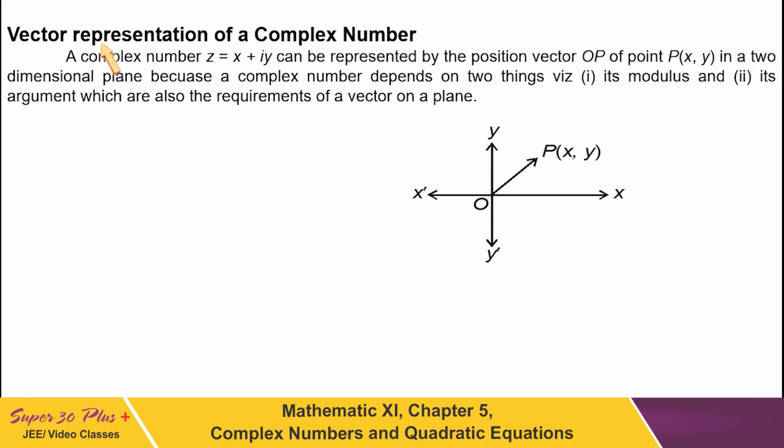Students, here is the vector representation of a complex number. A complex number z is equal to x plus iota y can be represented by the position vector OP of the point P(x, y) in a two-dimensional plane. Because the complex number depends on two things: first, its modulus, and second, its argument, which are also the requirement of a vector on a plane. That's why we can represent a complex number as a vector. In this figure, complex number z is equal to x plus iota y is denoted in vector form, means vector OP represents the complex number z here.